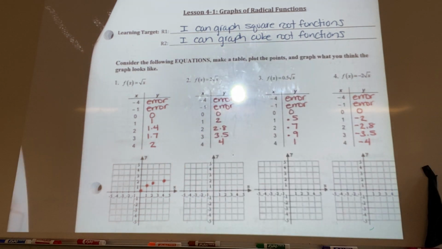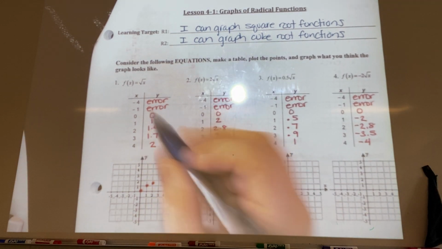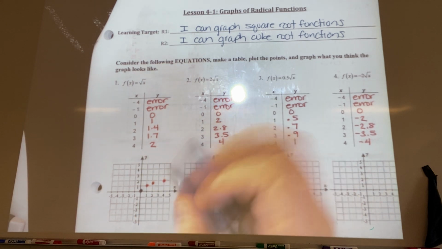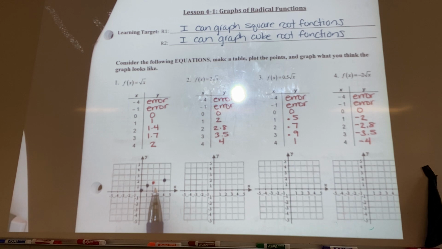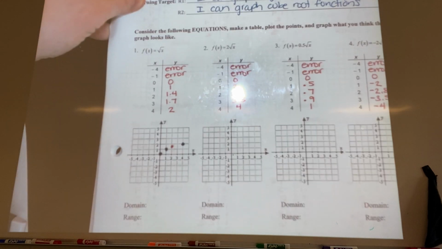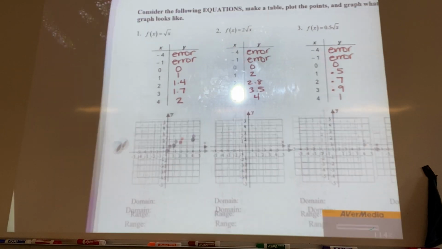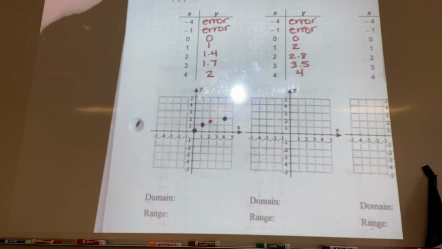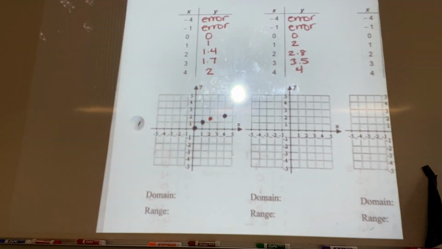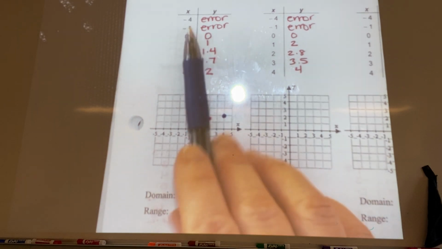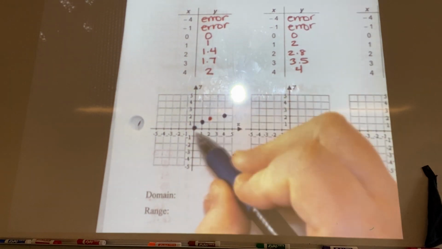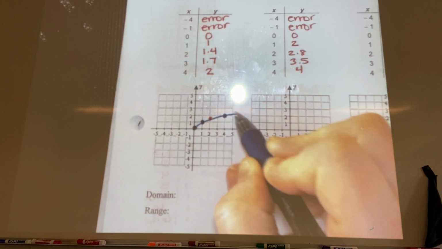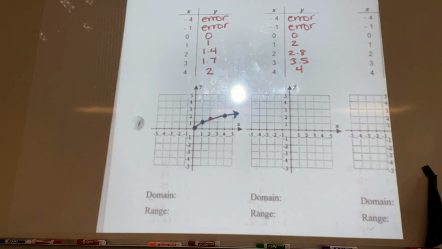When I plot the whole numbers, I'm going to have (0, 0), (1, 1), and (4, 2). Originally, when I was doing my notes, I plotted all of the points, but I really don't need all of those. You can just focus on the whole numbers for the most part, and only plot extra points if you really need to. Now remember that over here we had errors, so that means we're not going to have anything on this left side of the graph. We're going to start here and curve through those points. That's going to be a square root function.